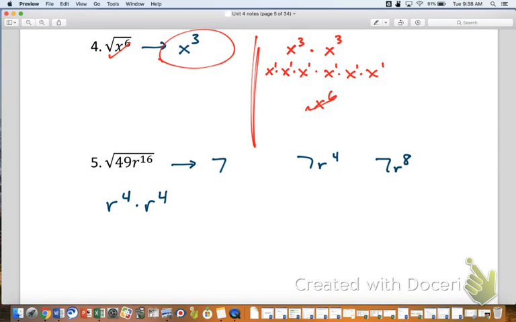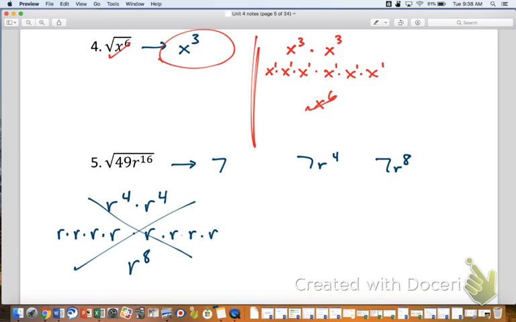Isn't r to the 4th really r times itself 4 times? So it'd be r times r times r times r times 4 of them for the other one. Now how many r's do I have being multiplied times themselves? 8 of them. So that is r to the 8th. Does that match my original radicand? It does not. So this is a problem. That means that r to the 4th is not the square root of r to the 16th.